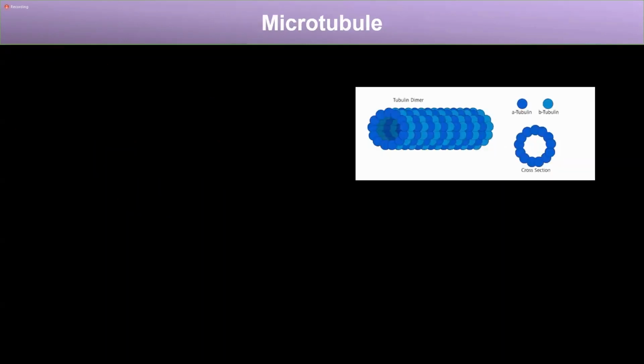Now, the third type of cytoskeleton is called microtubule. If we talk about the diameter of the microtubule, it is the largest among the three. It has two diameters. This is the structure in which this is the outer diameter and this is the inner diameter. The outer diameter is 25 nanometer.